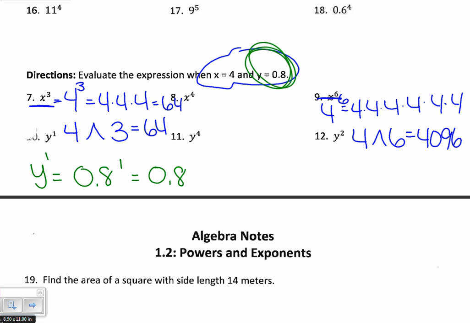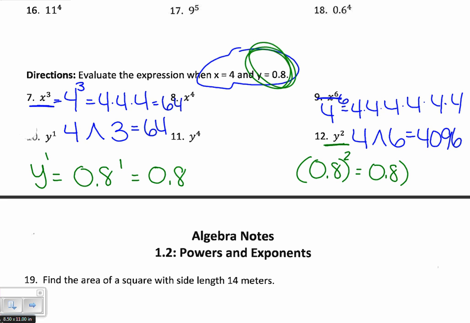Let's finish up with number 12. So number 12, again, it's y squared. So we're going to take out the y and put in 0.8. So I have 0.8 squared. And what does that mean?